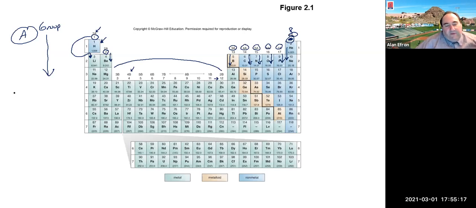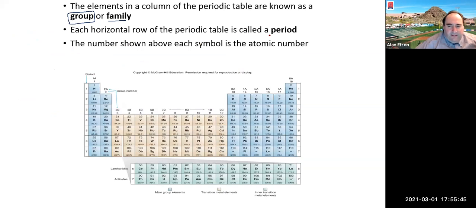That's not to be confused with a period, which goes left to right on the periodic table. So a period heads this way on the periodic table. And they do have numbering as well. 1 through 7 is our period numbering. Obviously period 1 goes this way, period 2 this way, period 3 this way, 4 this way, and so forth. So groups up and down, periods left to right on the periodic table.